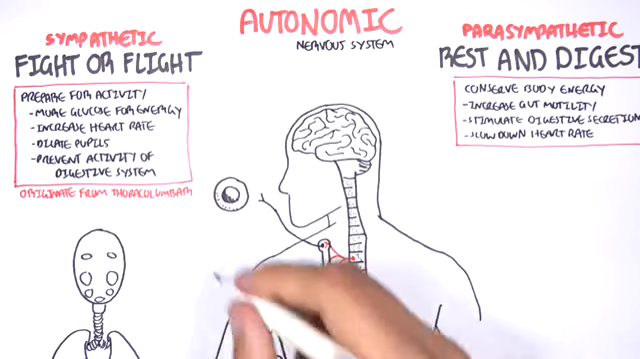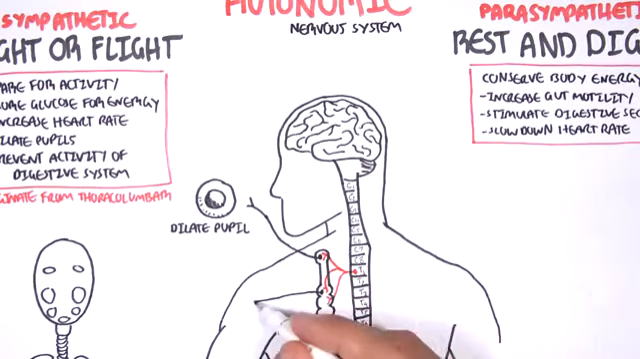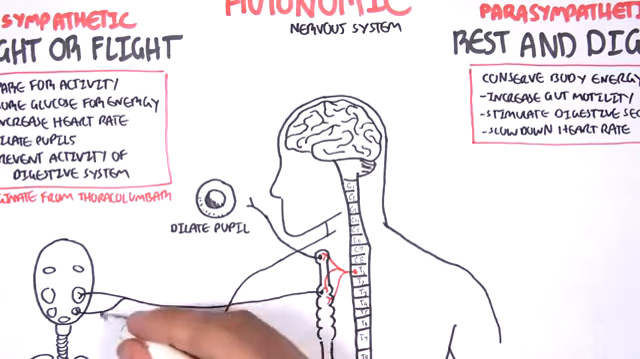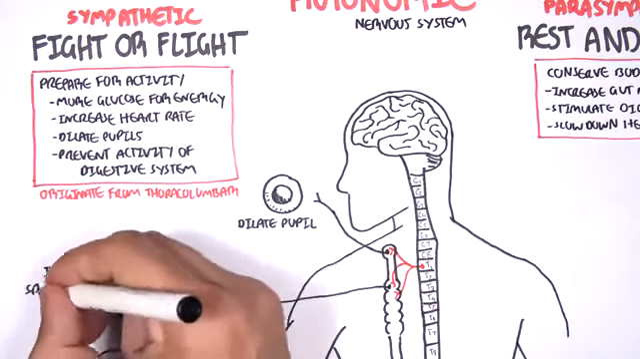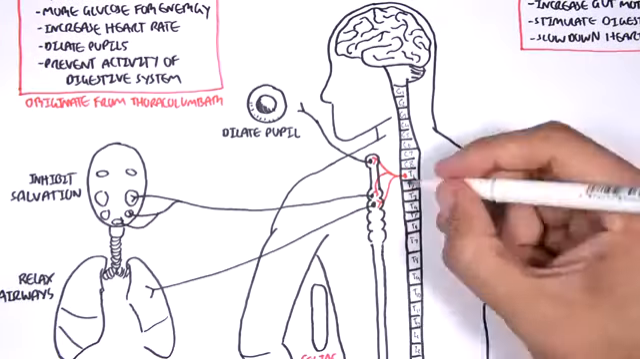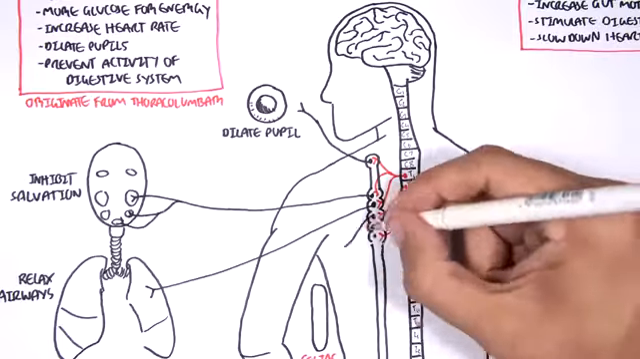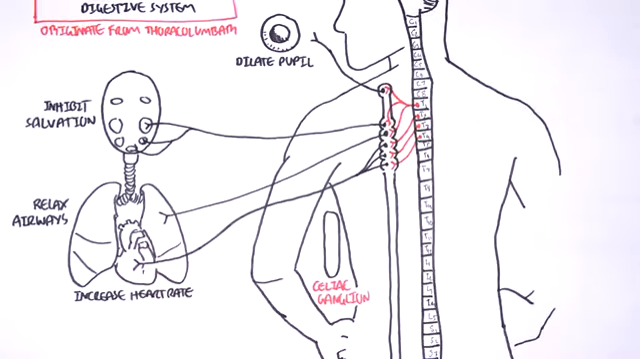So sympathetic activity will target the pupils, for example, causing the pupils to dilate for greater vision. It will also target the salivary glands, inhibiting salivation. Sympathetic activity will relax your airways and increase the heart rate. And this is normal during activity.